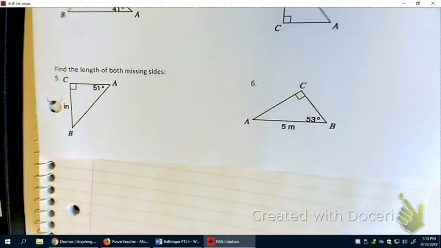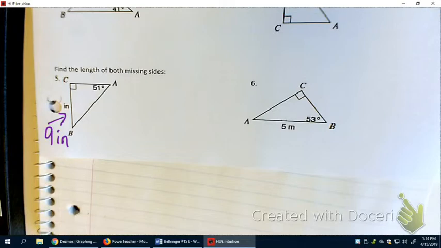Okay, so number 5 and number 6 are very much the same kind of question. The only difference is that we're missing more than one side. So there's a couple ways to do it. It looks like there's a hole through number 5. So let me see if I can tell you what that's supposed to be. This one right here is supposed to be 9 inches. The 9's cut out there, so it's hard to see.